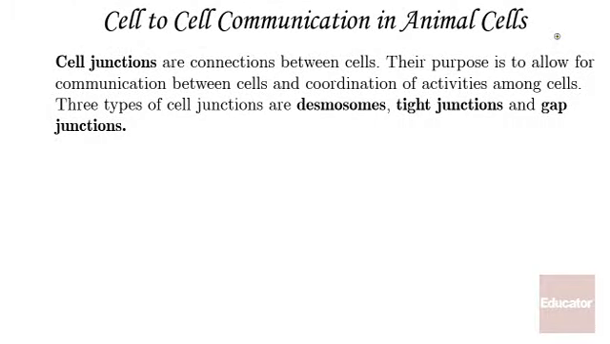Now let's talk about cell-to-cell communication in animal cells. Cell junctions are connections between cells, and they allow for communication as well as coordination of activities among these cells. There are three types: desmosomes, tight junctions, and gap junctions. First, let's discuss desmosomes. Desmosomes connect adjacent cells through proteins connected to filaments. So each of the adjacent cells will have a desmosomal complex composed of proteins. And these two come together and connect. It's often described as being like rivets. So the cells are essentially riveted together.